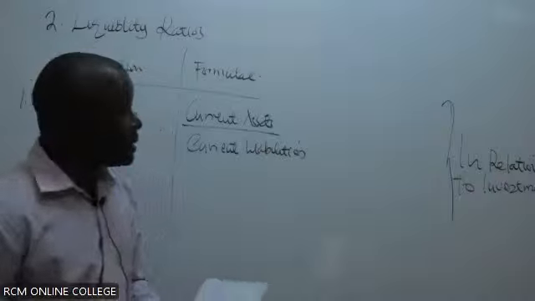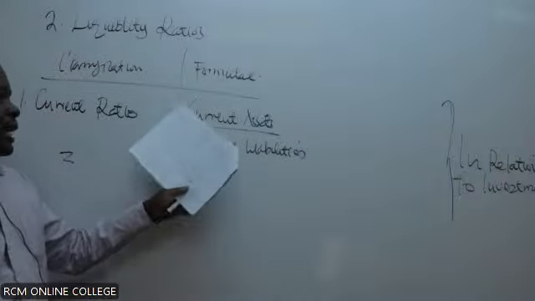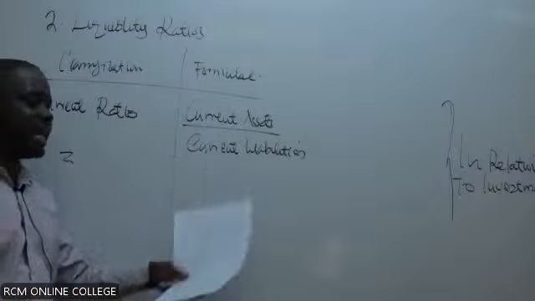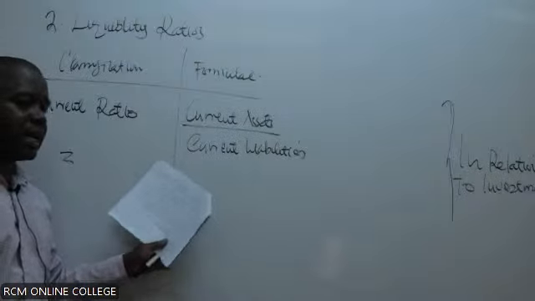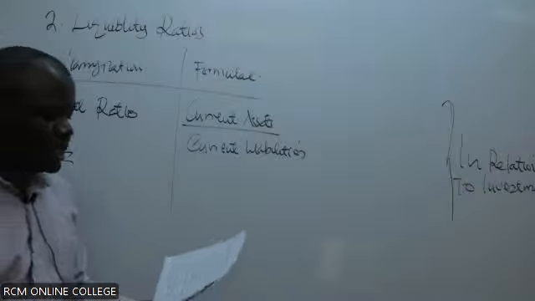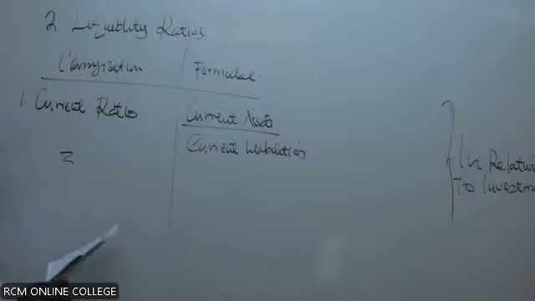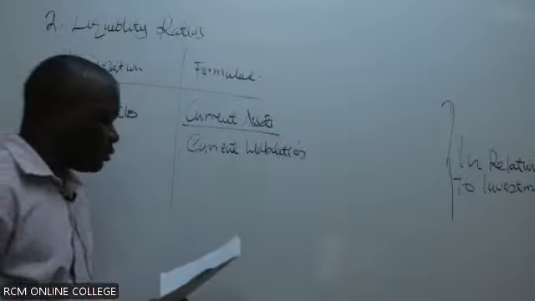So you are looking at how effectively you can utilize these current assets to cover your current liabilities. That is what we are talking about: how liquid are you? So maybe you can briefly write an explanation here before we look at the next one, which is the quick ratio.